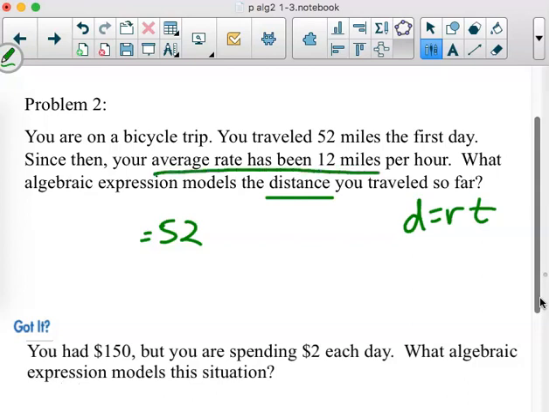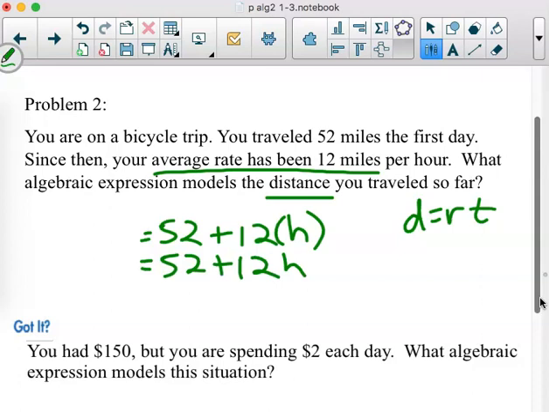Average rate of 12, so I'm going to have to add 12, but not just 12, miles per hour. That's a rate. So this 12 is going to happen every what? Every hour. Oh, I don't need those parentheses, because I know that in algebra, when 2 things sit right next to each other, that's multiplication. So 52 plus 12h. Now, we probably want to tell somebody h equals hours. And in those steps it said, define what your variable stands for. What is that going to be standing for?